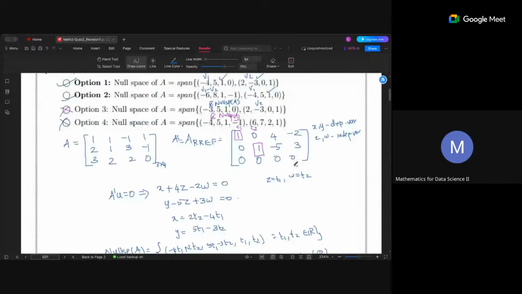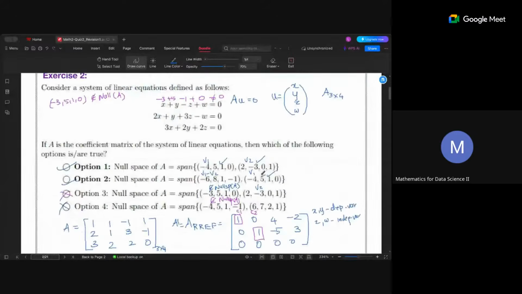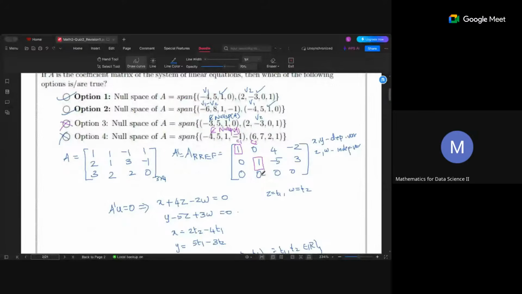Look at the number of dependent and independent variables. That will make sense. So don't make the mistake of counting the number of zero rows. Never count the zero rows. Only count the non-zero rows and then go to the rank nullity theorem.